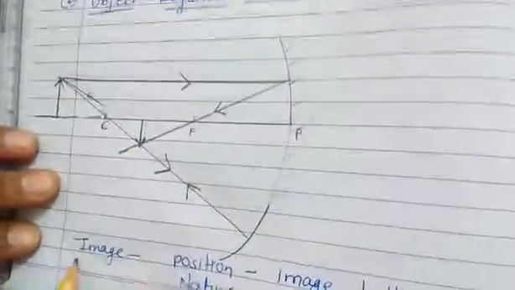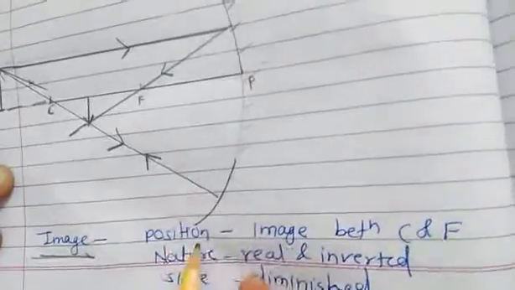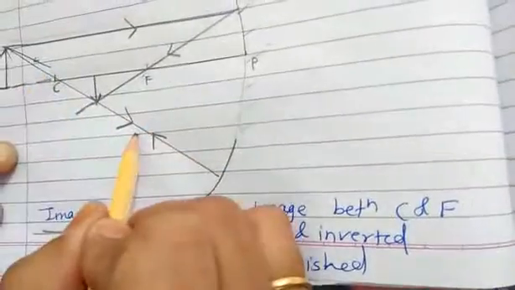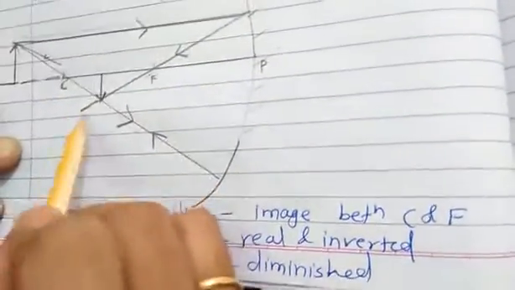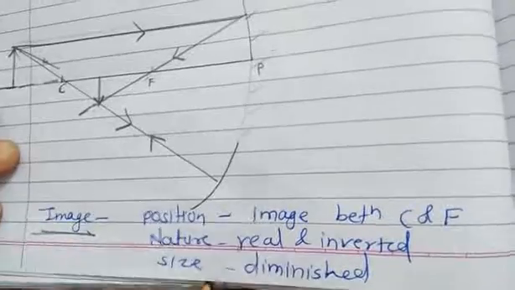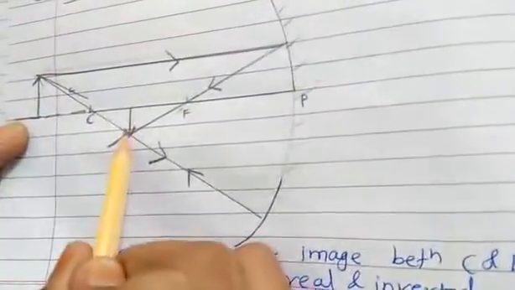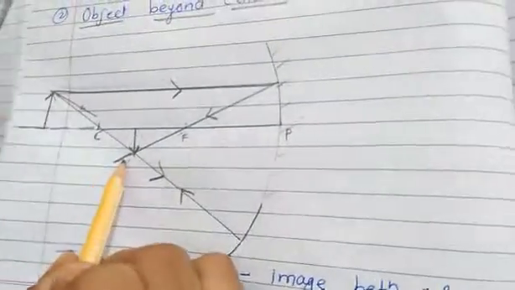So what is the explanation of the image? Position: between the center of curvature and the focus. What is the nature? It is real. Why? Because the rays actually intersect. And inverted: the image is formed below the principal axis, so it is inverted. And what is the size? It is diminished, as you compare the size of object and image. Okay, so this is the second case.